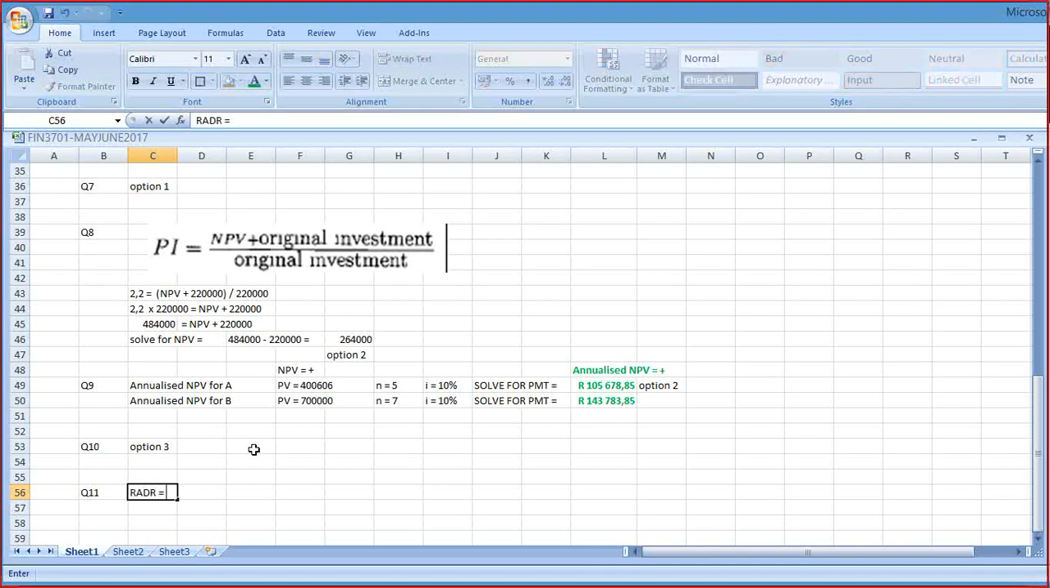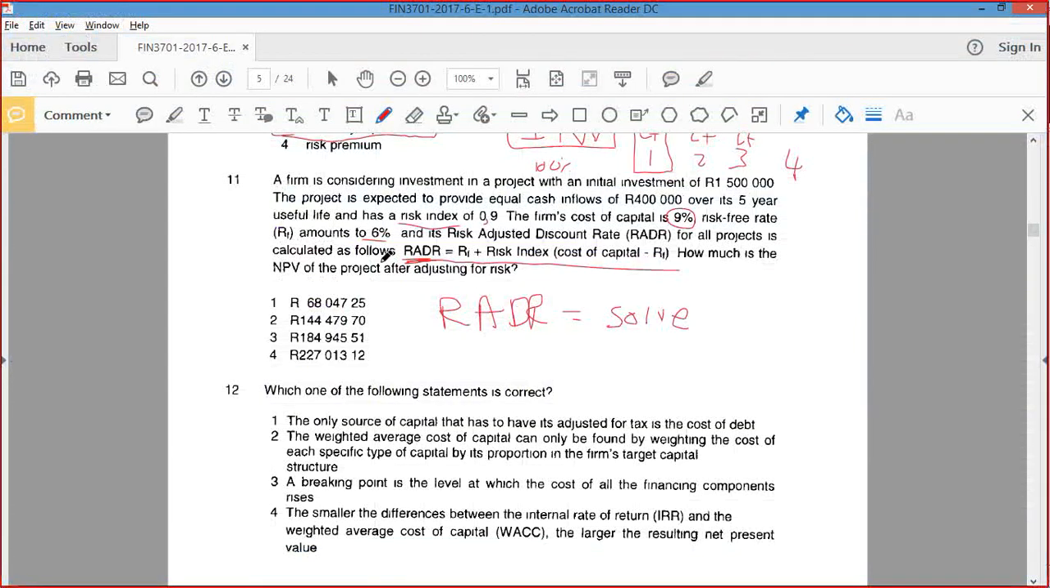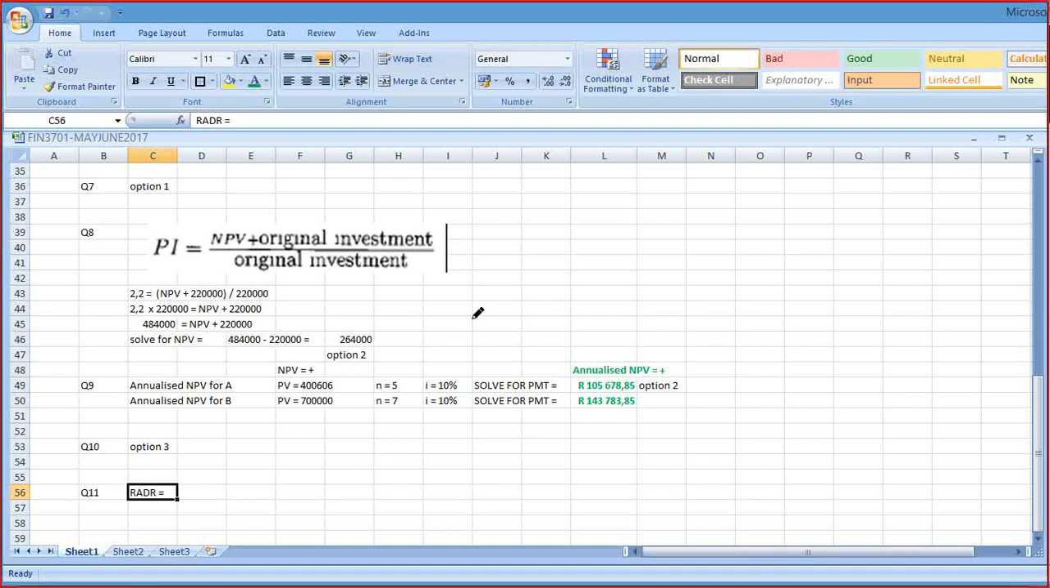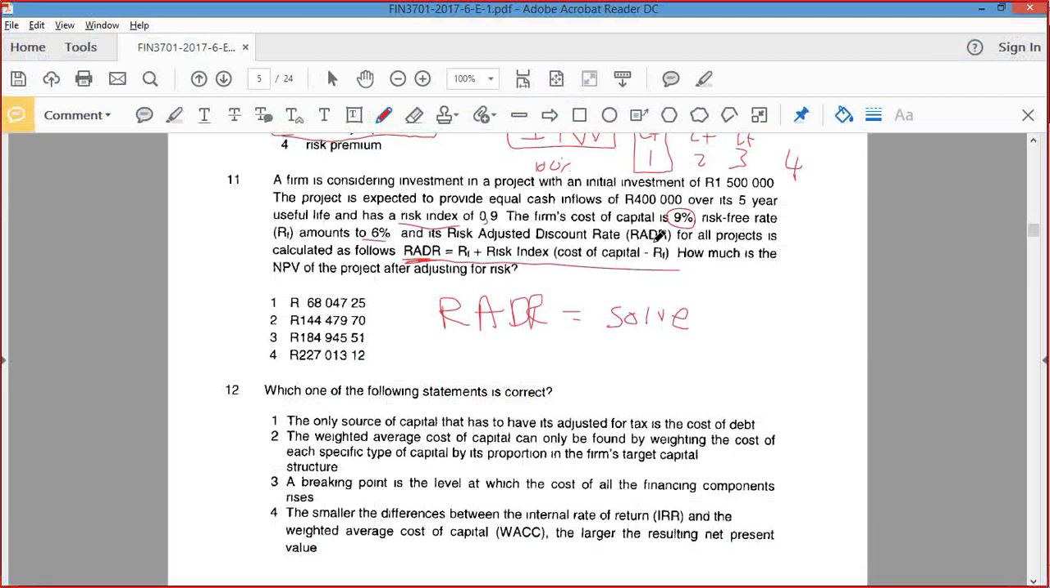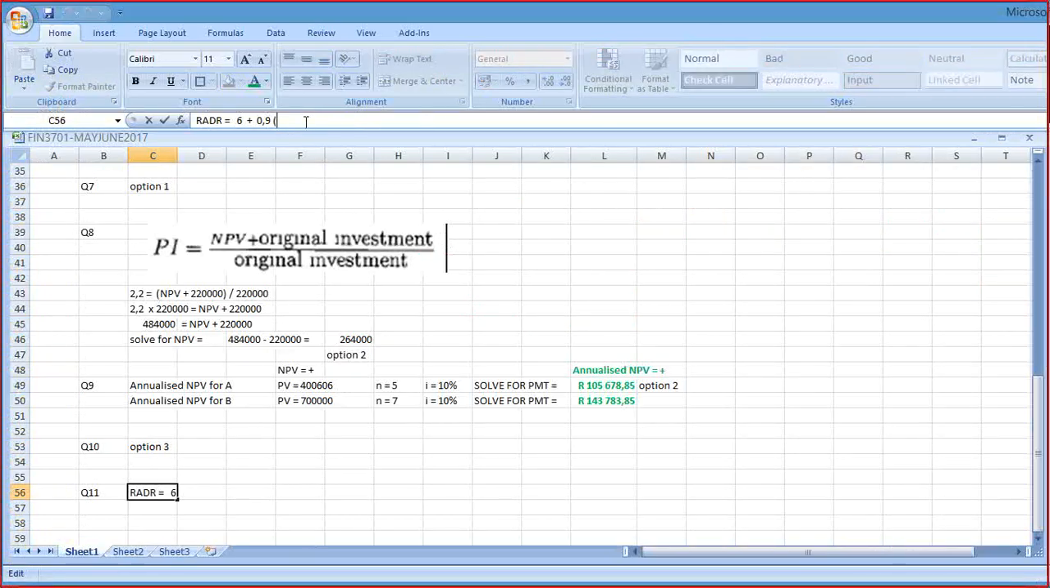So, risk-free, how much was the risk-free? 6%. Risk-free, 6%, plus the risk index of 0.9 times the cost of capital of 9% minus the risk-free of 6. Type that into your calculator to get an answer.